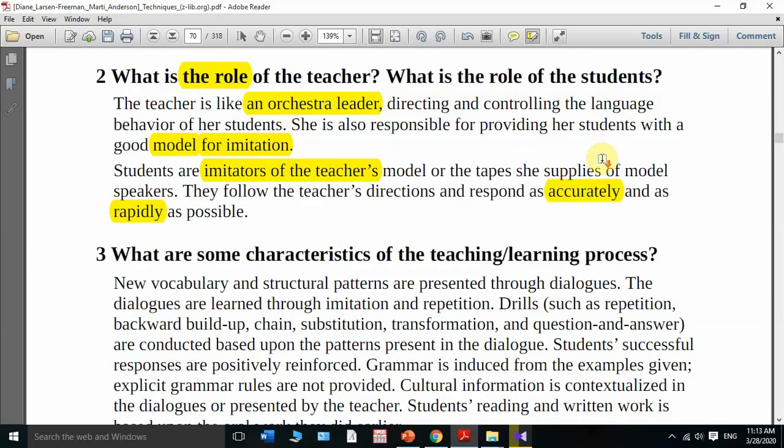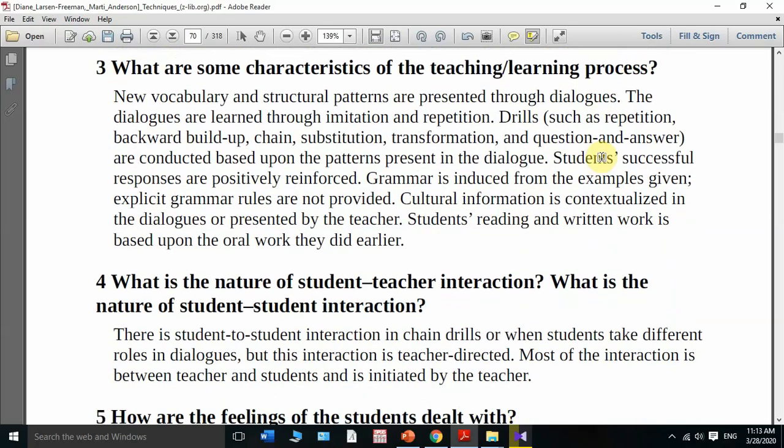Okay, very good. So question number 3. What are some characteristics or features, the main features of the audiolingual method? So we know that vocabulary and structural patterns are presented through dialogues. So this is important, a keyword. We have a lot of dialogues because we believe that dialogues provide good context. The dialogues are learned through imitation and repetition.